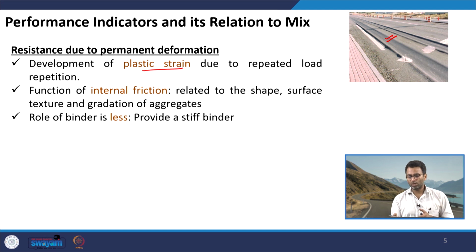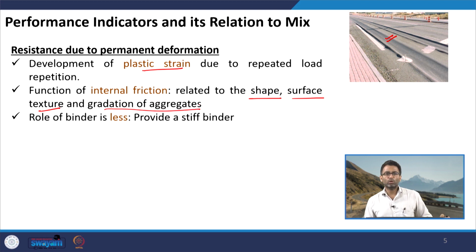So, this internal friction is not very easy to quantify, it is basically related to the shape of the aggregate particles. We have discussed that angular shape is desirable, the surface texture of the aggregate particles, and of course, the gradation of the aggregates, all right. So, these are the parameters which will affect the amount of internal friction which is developed in the mix. The role of binder here in development of plastic strain is relatively less, and a thumb rule can be that in order to have lower plastic strain from the perspective of bitumen, we can use a stiff binder. So, the stiffer the binder, the less will be the amount of plastic strain.